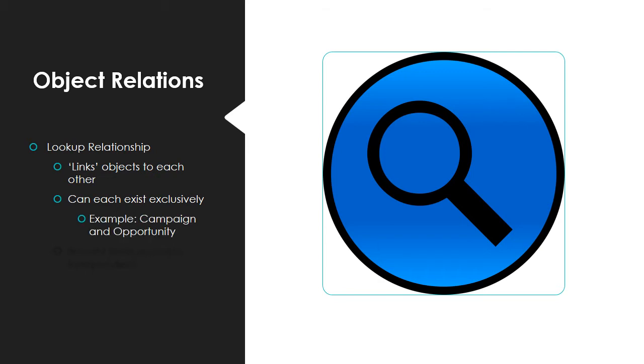An example of this would be the relationship between opportunity and campaign. On the opportunity, you don't need a campaign in order to create one. And for campaigns, you don't necessarily need to link them to an opportunity. They can both exist exclusively. Another aspect of this relationship is that record level access isn't inherited and is instead controlled independently. So you can assign certain users the ability to view campaigns and certain users the ability to view opportunities.